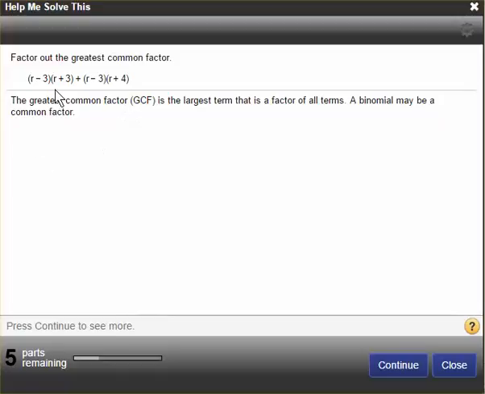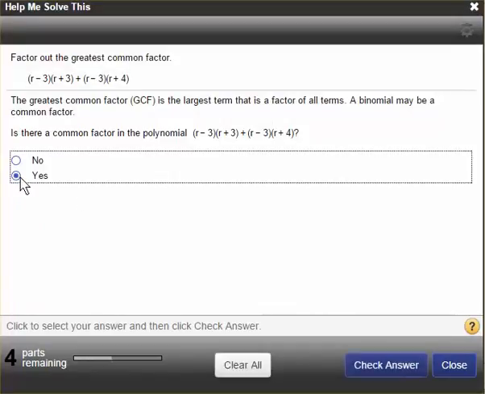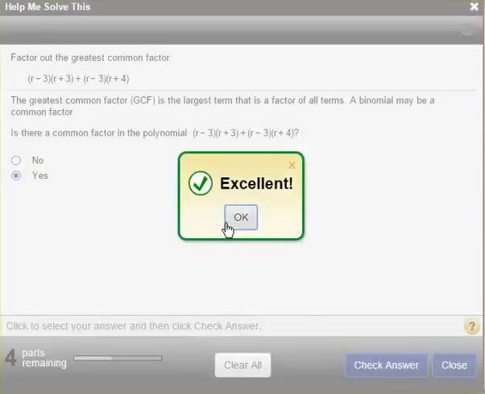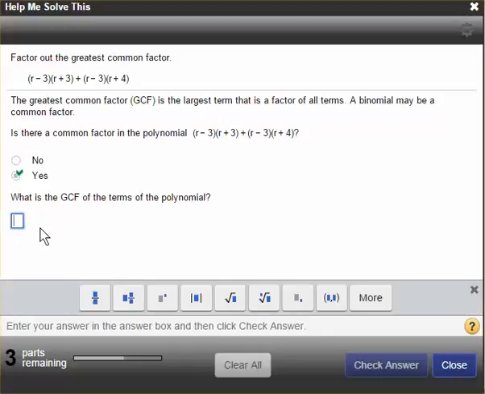But I want you to recognize that you have an r minus 3 and an r minus 3, which is a common factor in both of these products. So is there a common factor? Yes, the common factor, of course, as we just discussed. And we're going to say the GCF of this polynomial is going to be r minus 3. Why? Because it's a factor in both of these two terms.